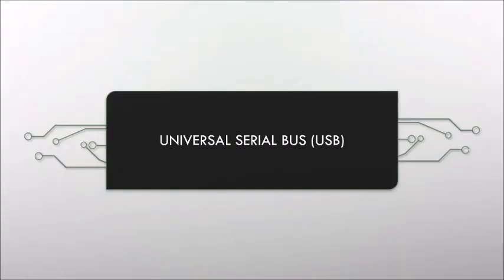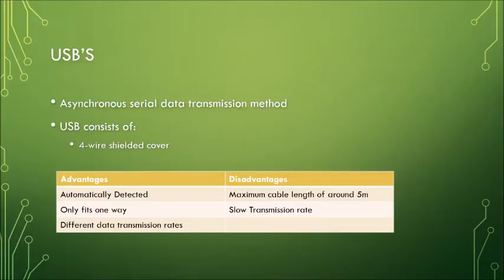Now we look at the last part, Universal Serial Bus, the USB. This uses the asynchronous serial data transmission method. Asynchronous means it's sent in discrete groups, and serial means it's sent one bit at a time over a channel or a single wire. USB consists of four shielded wires. Two wires are used for power and earth, and the other two wires are used for data transmission.